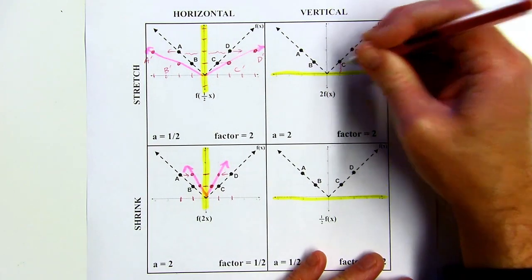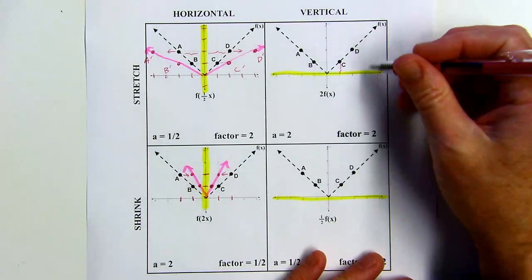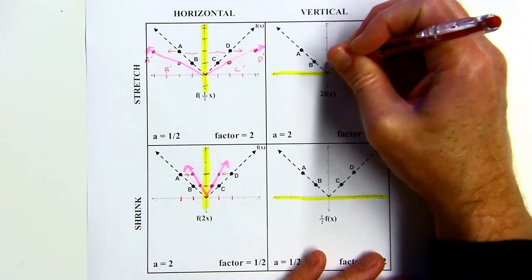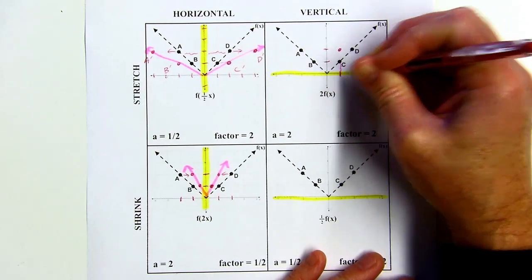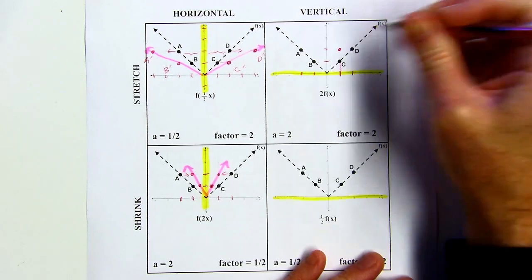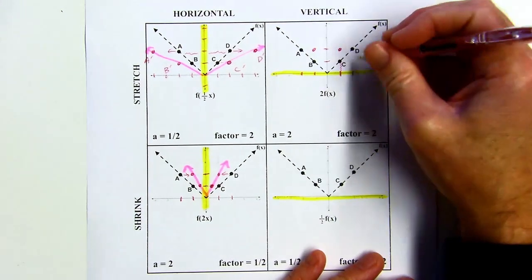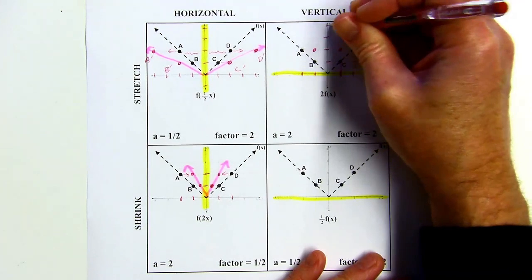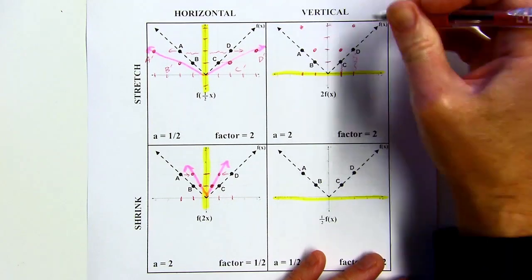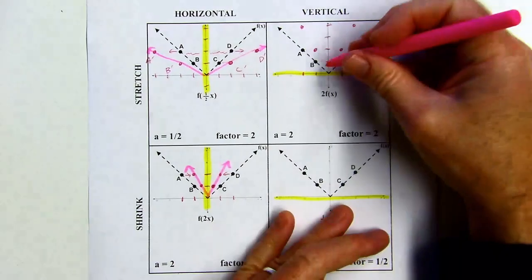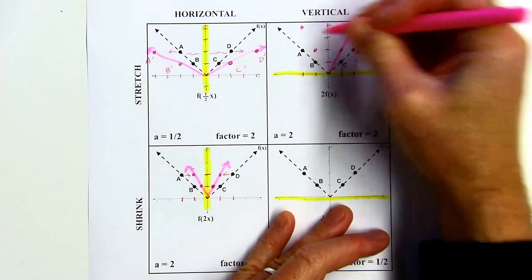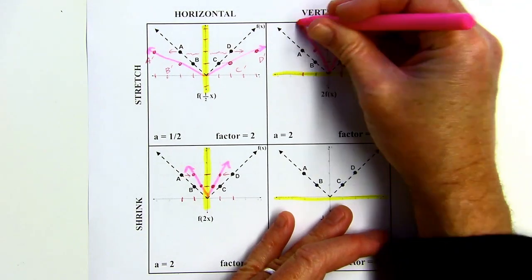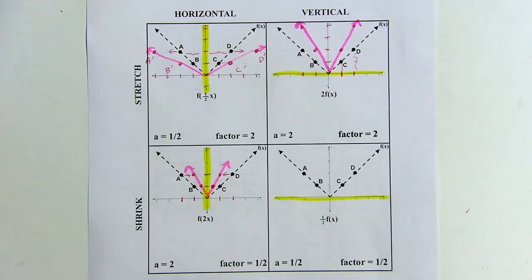Okay, so I'm looking at this first point, it's 1 unit above the y-axis. So I'm going to double that, so now it's 2 units above the y-axis. Okay, and same thing here. These points are 2 units above, so I double that to make the new ones 4 units above. Okay, and then I can draw in my new V.